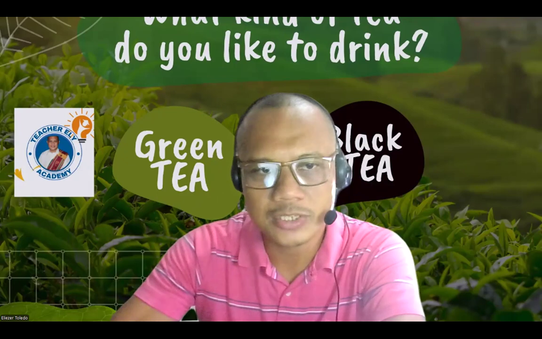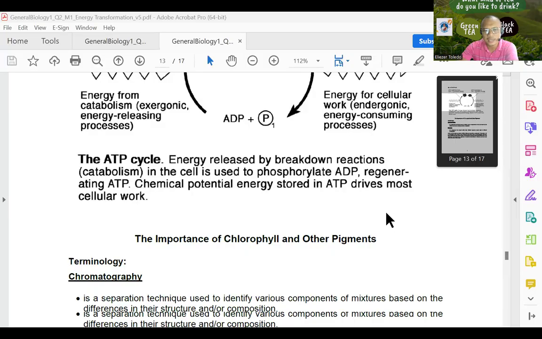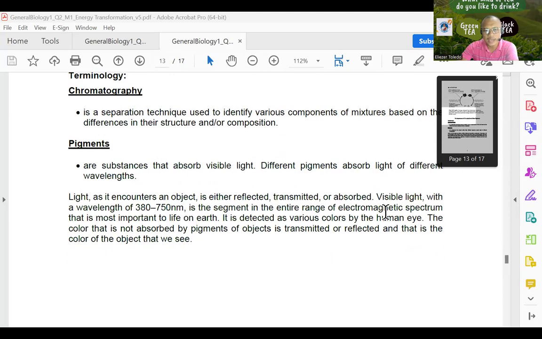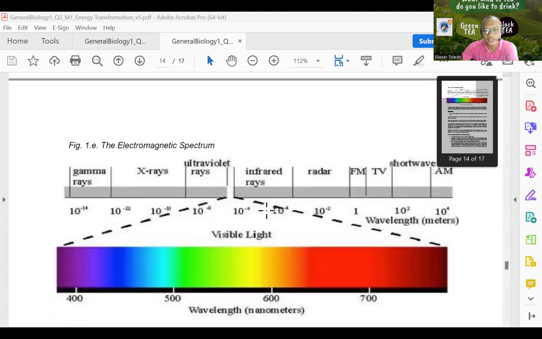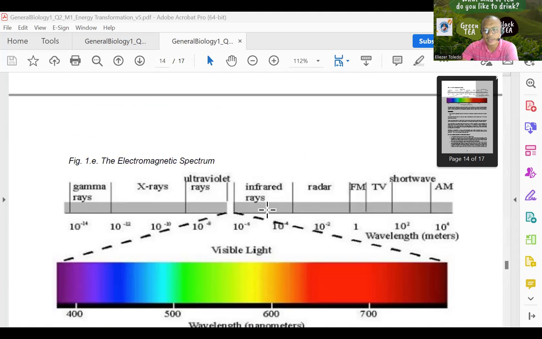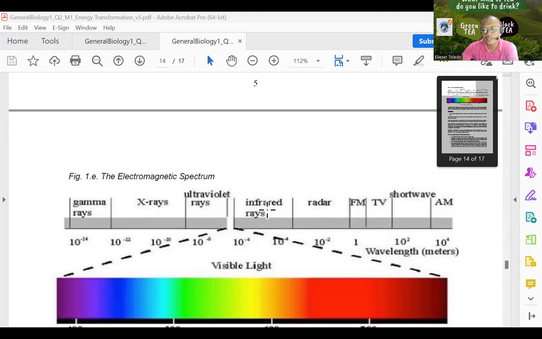Okay. Oh, sorry. Let me just go back to that one. Okay. And in here, when you go down, it talks about light. Okay, so we'll just use this. Okay, now there are other types of light. Okay, and this is based on an electromagnetic spectrum, EM spectrum.